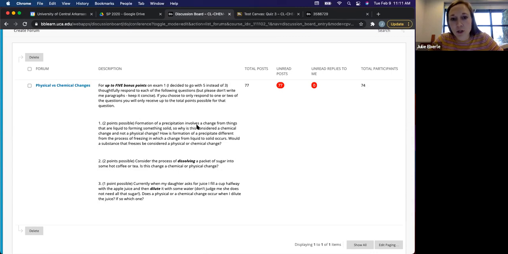Formation of a precipitate involves a change from things that are liquid to forming something solid. So why is this considered a chemical change and not a physical change? Anybody want to answer that? Why is precipitation a chemical change, not physical? Seems like we're just changing state of matter from liquid to solid, but that's not all that's happening, right?